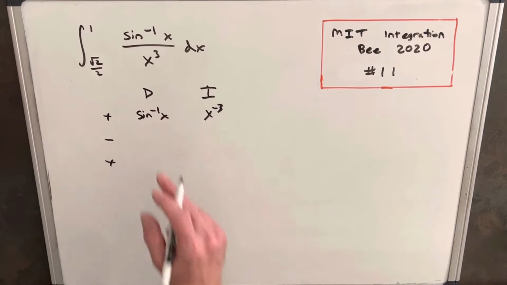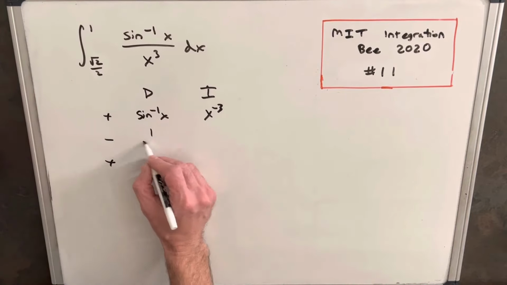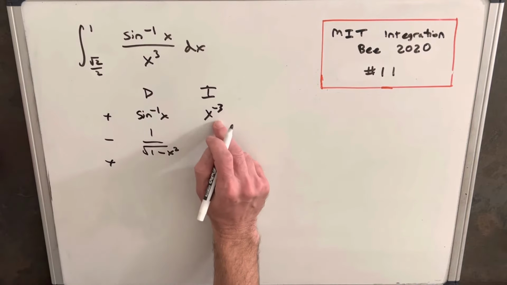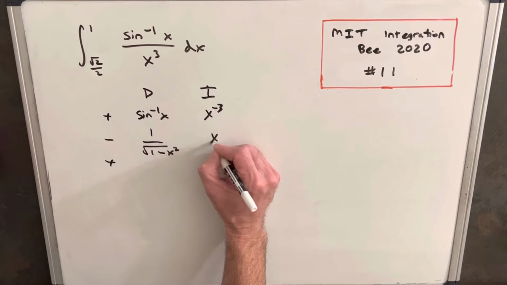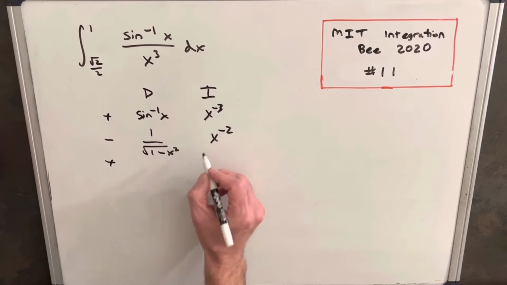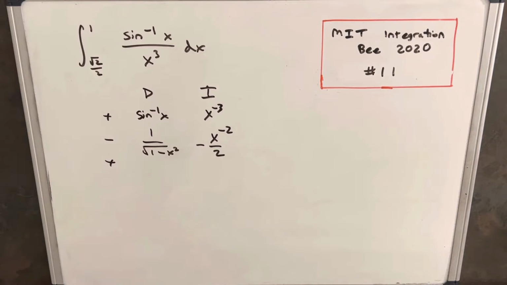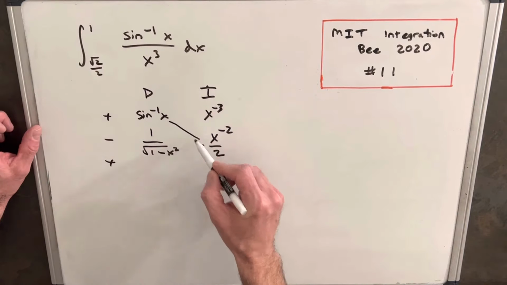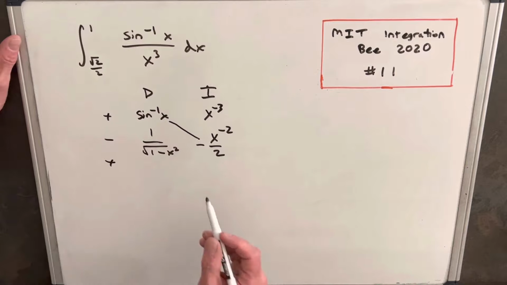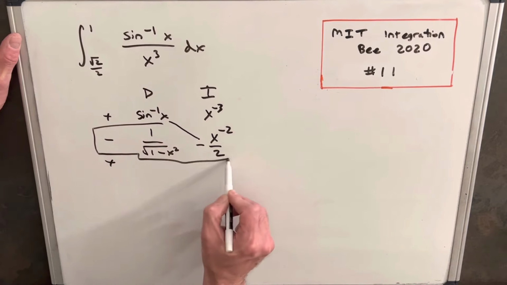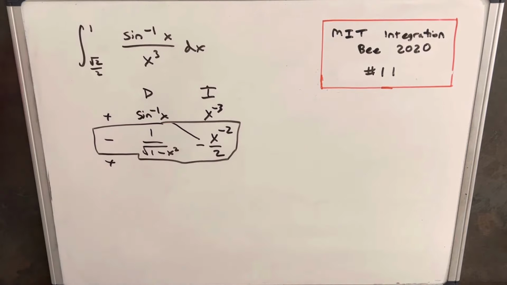Then the derivative of arcsine is going to be 1 over the square root of 1 minus x squared. And our integral of this thing is going to be x to the minus 2. Then we'll put our minus 2 in the denominator. So then we're going to have part of our solution right here on this diagonal. But then what I want to look at is, I think we can integrate this right here. It's just going to be a little tricky. So let's break that out separately.